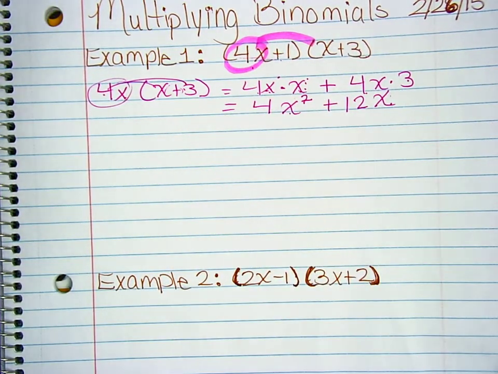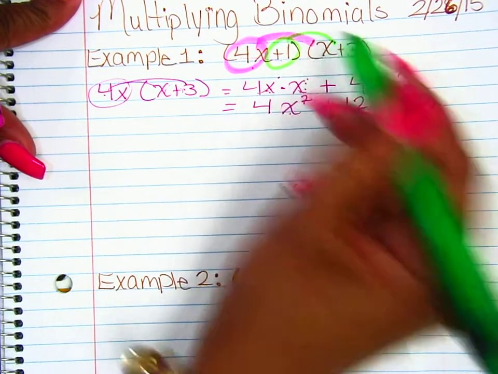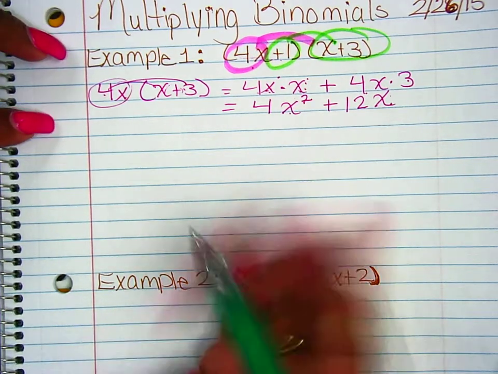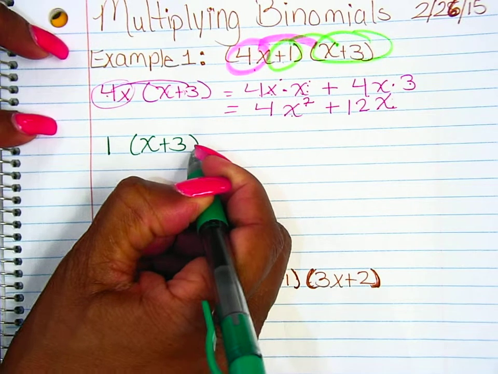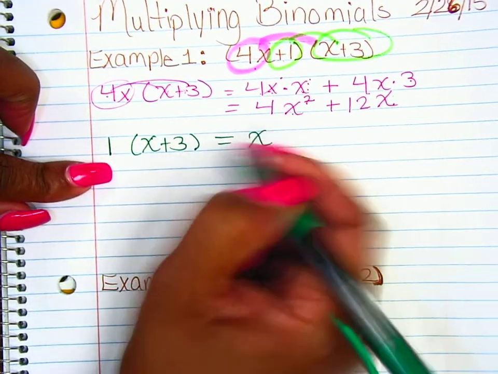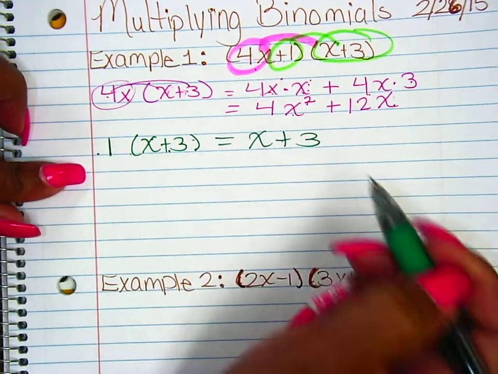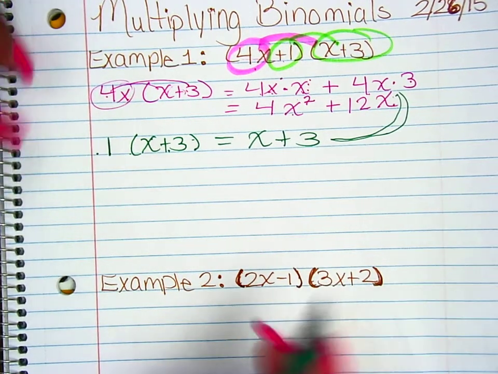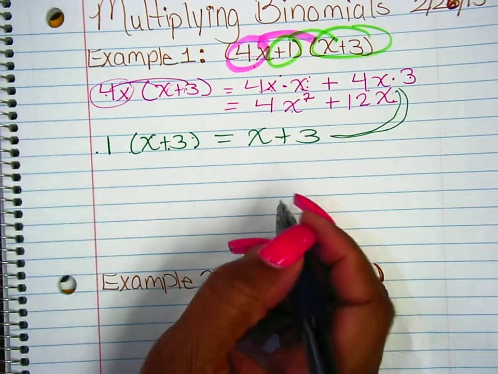Then he took the 1 and multiplied it times this factor. So he said 1 times x plus 3. 1 times anything is just anything. So 1 times x is just x. 1 times 3 is 3. That's positive, so it's a plus. Then he combined the two. And I was like, oh, that was interesting. That was different. So that's how he did his.